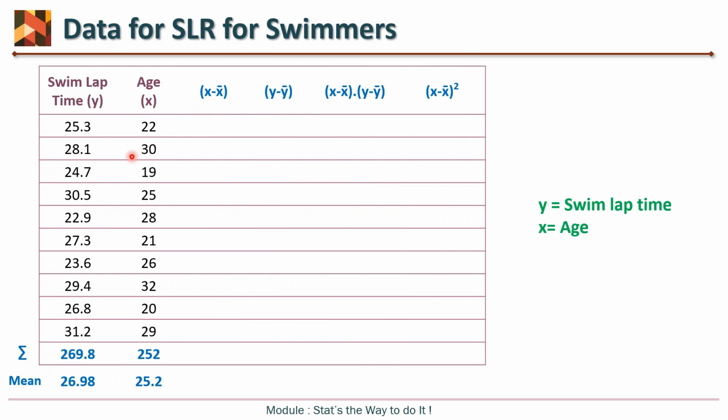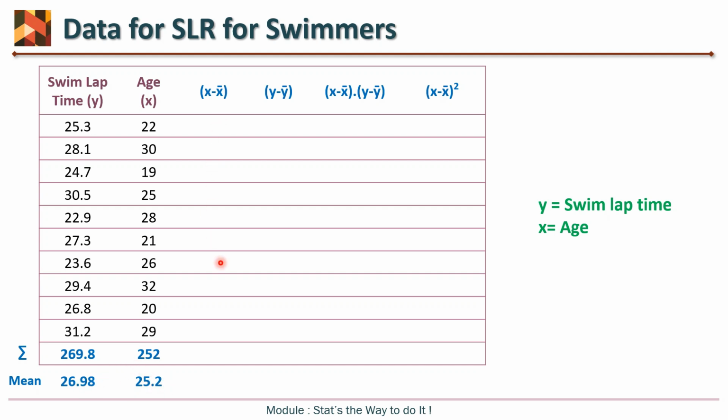So we will do the calculations. y bar is calculated as the sum of all readings upon the number of readings. You can see here the sum of all readings is 269.8 and there are 10 readings, so the mean becomes 269.8 divided by 10, which is 26.98. So this is y bar. Similarly, for the age, the sum of all the readings is 252 and there are 10 readings, so the mean becomes 25.2. This is x bar.